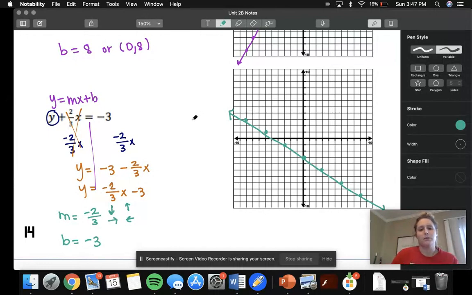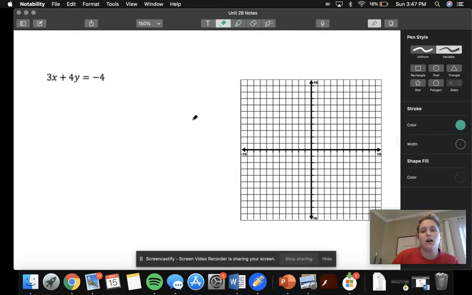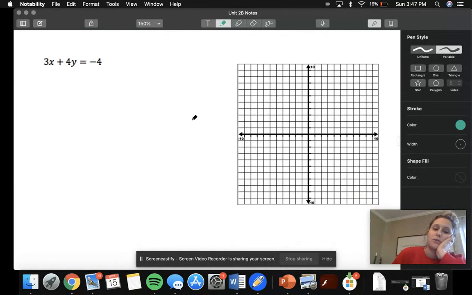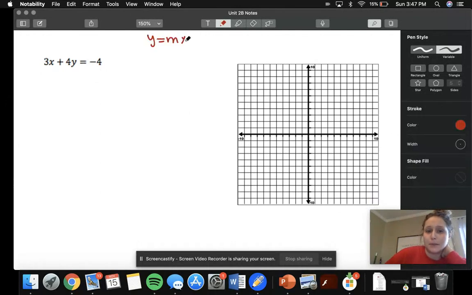Okay, we're going to do 2 more. These ones are the hardest ones. If you guys can do this, you guys are going to be set. Okay, 3x plus 4y equaling -4. This does not look anything like y equals mx plus b. So we're going to have to do some solving.